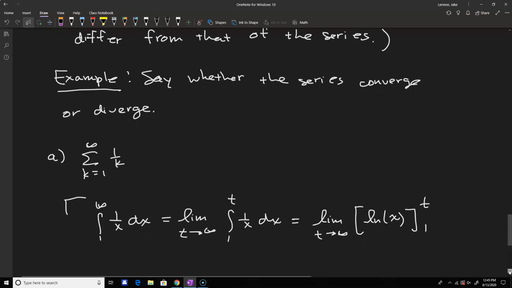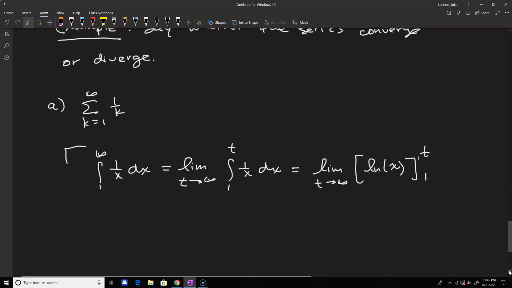and the natural log of 1 is 0, so we know this is just the limit of the natural log of t as t goes to infinity. Plugging in, so this goes to infinity. So hence, the series diverges by the integral test.